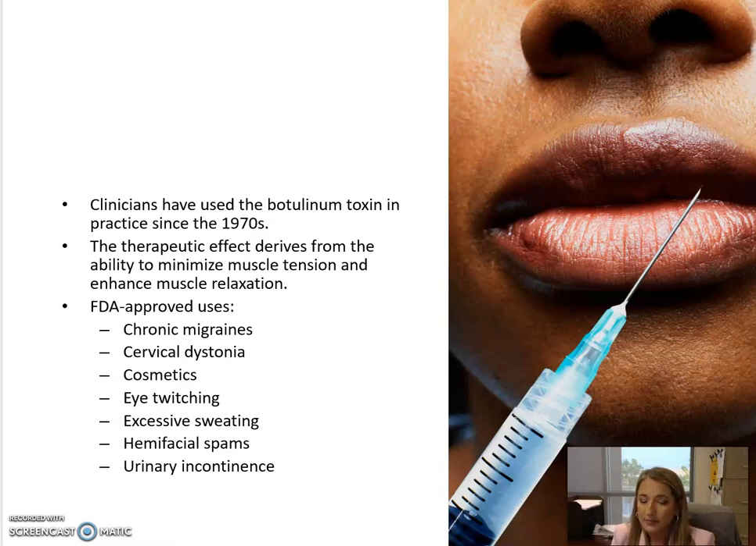So as bad of a toxin as it is, when used appropriately in a very diluted form, it can actually be very beneficial to help with various different medical disorders.